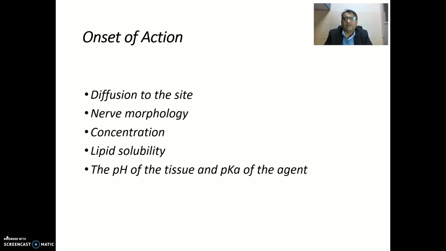The onset of local anesthetic action is dependent upon the diffusion to the site. The more readily it diffuses to the site, the greater the depth of anesthesia it will produce. The nerve morphology matters, whether it is myelinated or not myelinated. As we increase the concentration, the depth of anesthesia increases. As we increase the lipid solubility, the depth of local anesthesia increases, and then there is the pH of the tissue and the pKa value of the agents. This becomes very important when you repeat the local anesthesia.